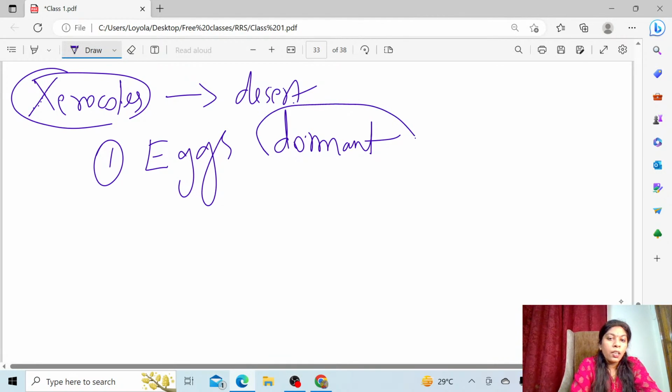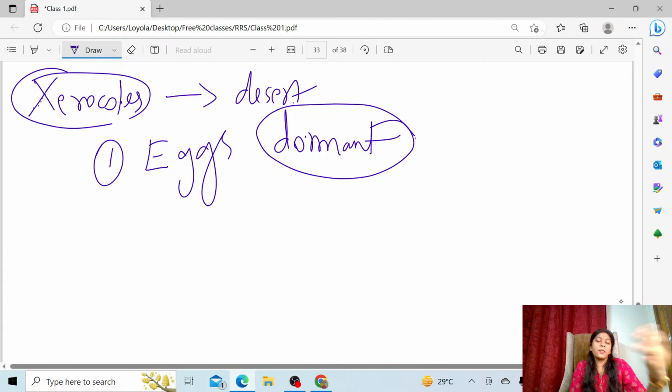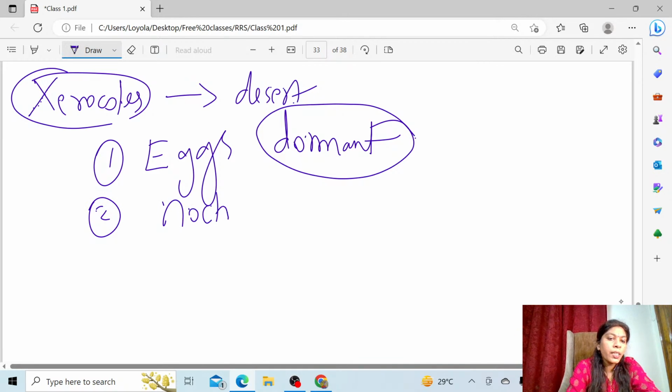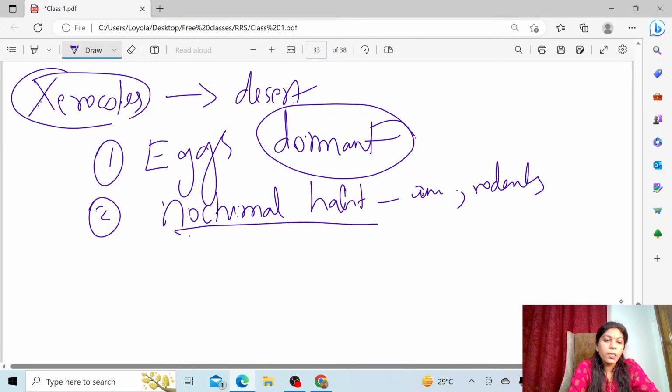Okay, then they will hatch. Like crickets, you take grasshoppers, which live in deserts. They will lay eggs. They are dormant for a longer period. Then once there is a suitable situation, when there is rain, it will hatch and come out. Okay. Second, they are mostly nocturnal in habit. Even the desert plants will bloom at night, and the insects will come out at night for pollination, and small animals, rodents, will come out at night time, so they are nocturnal in habit.